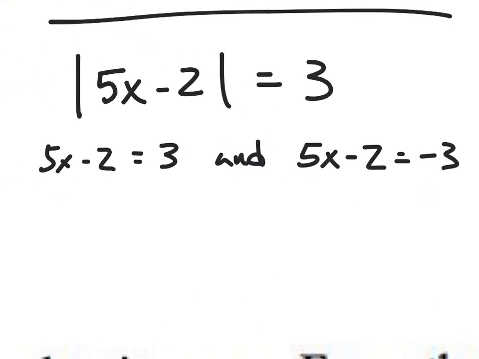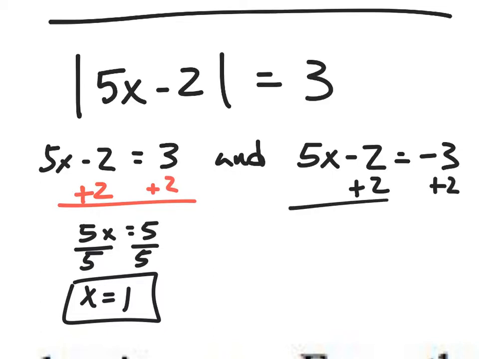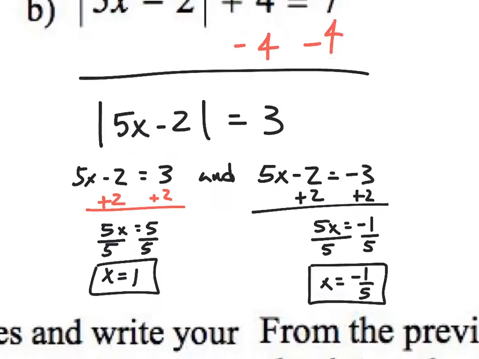If I solve this one, I'm going to add 2 to both sides, and that's going to give me 5x is equal to 5. I'm going to divide by 5, so I get that x is equal to 1. Then here I want to add 2 to both sides, same thing. And so then I get that 5x is equal to negative 1. When I solve for x, I'm going to divide everything by 5, so then I get that x is equal to negative 1/5. And that's it. Those are my two answers.